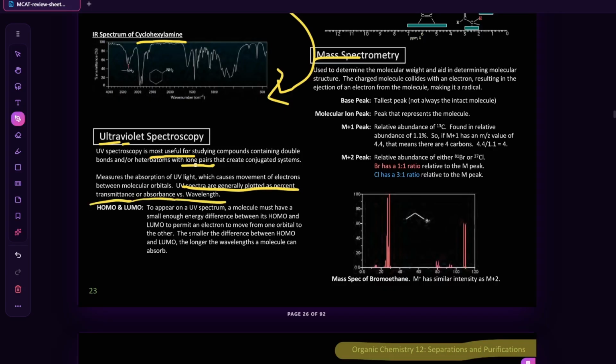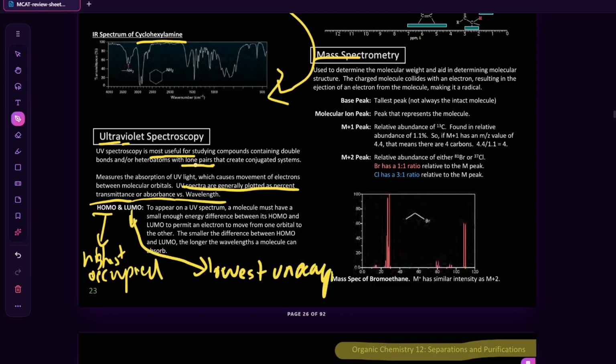And so for a molecule to show up on the UV spectrum at all, the energy gap between its HOMO, which is the highest occupied molecular orbital, versus LUMO, the lowest unoccupied molecular orbital, has to be small enough. So the difference between HOMO and LUMO has to be small enough that an electron can actually jump across it. And the smaller that HOMO-LUMO gap, the longer the wavelength of light the molecule can absorb. So that's what we're seeing here. Small enough energy difference needed.